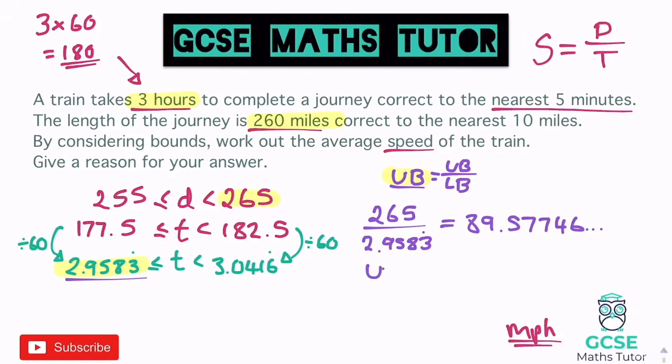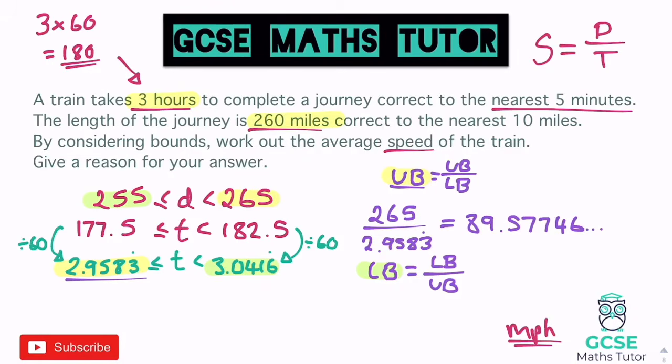So for the lower bound, that is not an L. There we go. To work out the lower bound, for some reason I keep wanting to write upper bound. We have to do the lower bound and divide it by the upper bound. So picking those numbers out nice and carefully, we've got the lower bound of the distance, 255, divided by the upper bound of the time there.